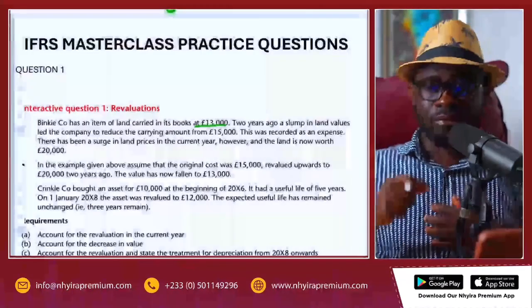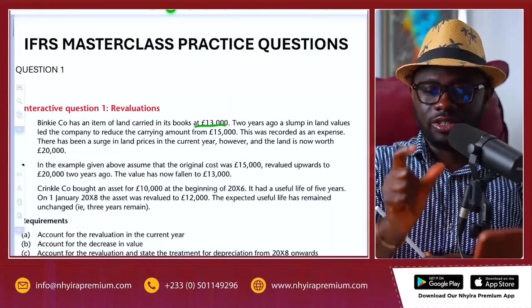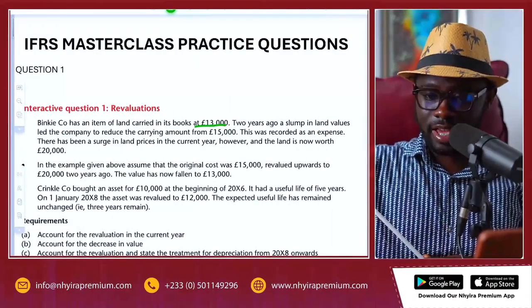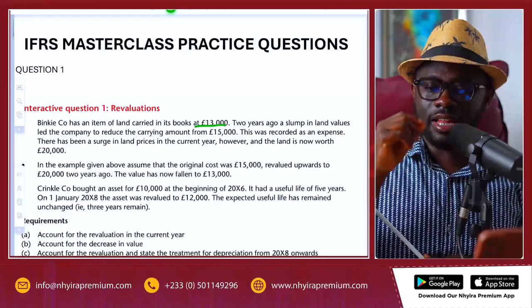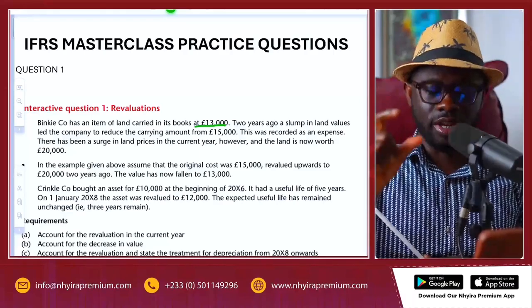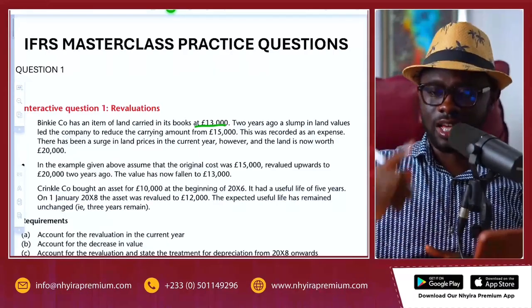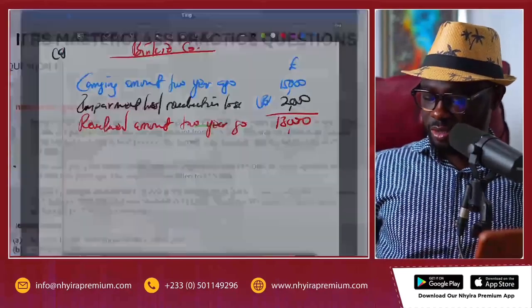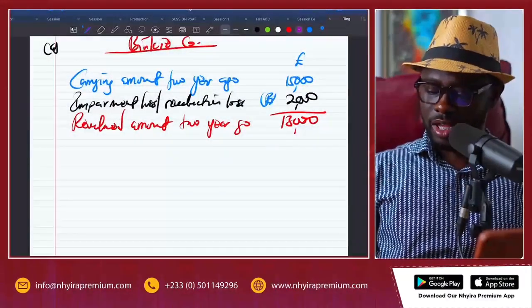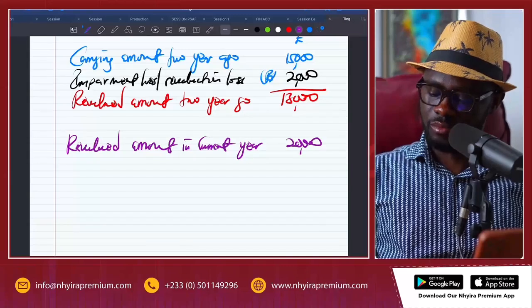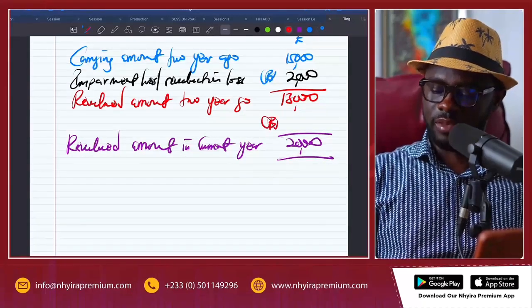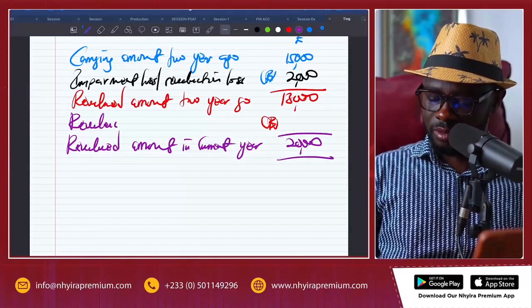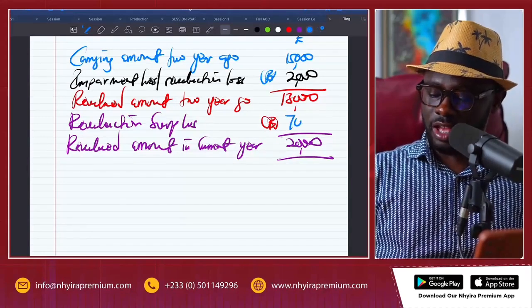But let's see what is happening now. There has been a surge in land prices in the current year. However, the land is now worth £20,000. So the revalued amount currently is £20,000. And so the balancing figure means that we'll have a revaluation surplus here of £7,000.